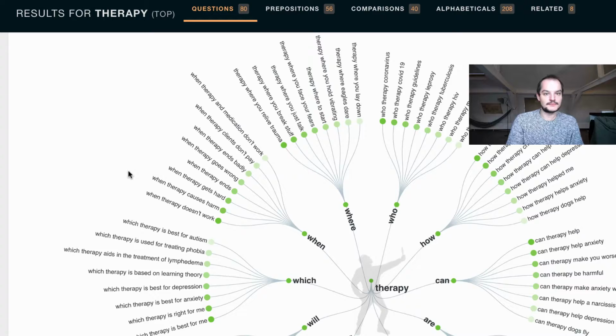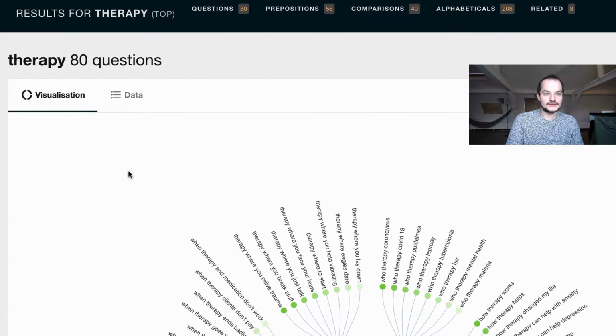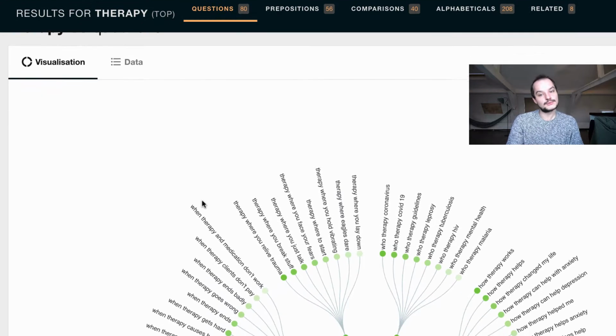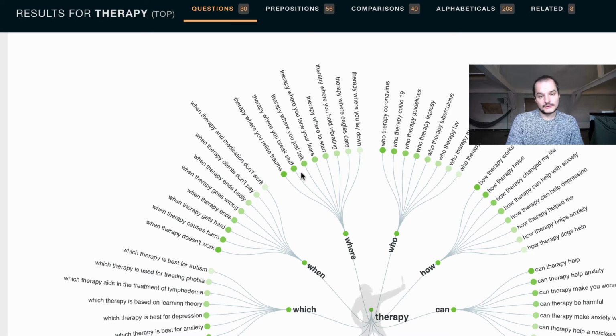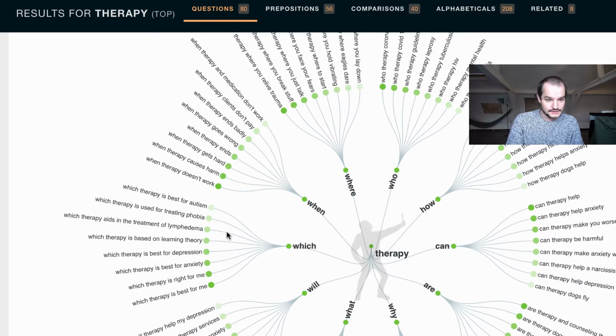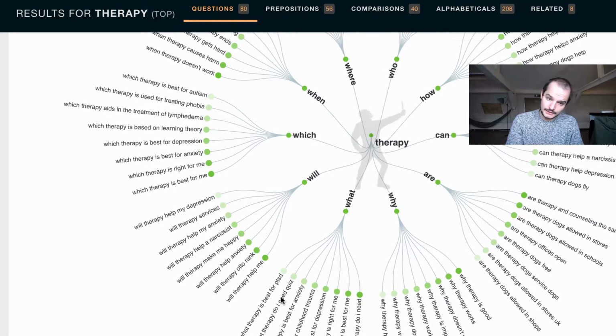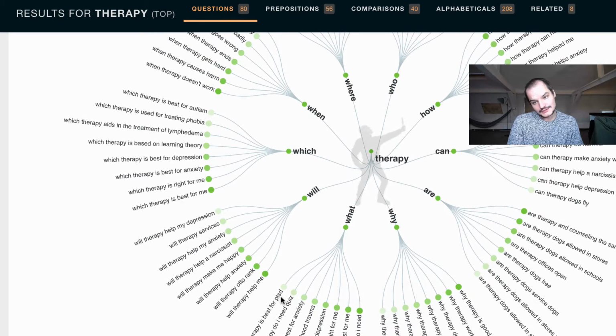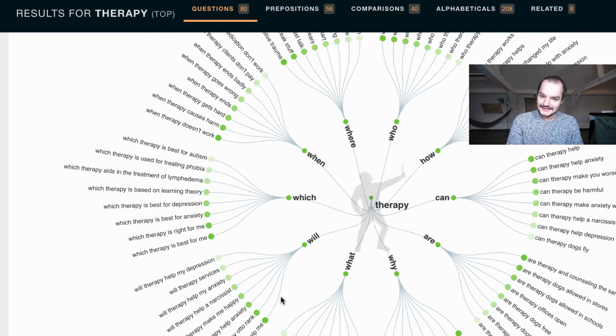So first we have Answer the Public. If you go to Answer the Public, you can just type in any keyword. For example, I use the word therapy here, and then you can see what questions people ask Google. And the greener the circle is, the more they've asked it. So, for example, which therapy is best for me? Will therapy help me? What therapy do I need? Why therapy helps? Are therapy and counseling the same thing? Can therapy help?